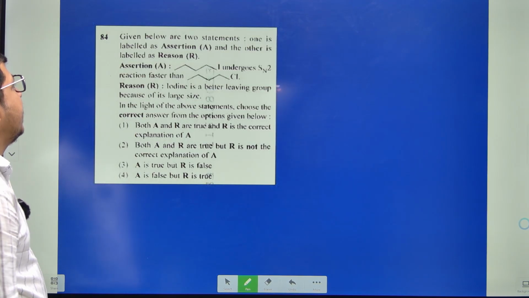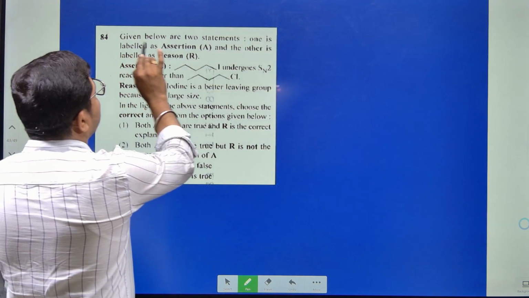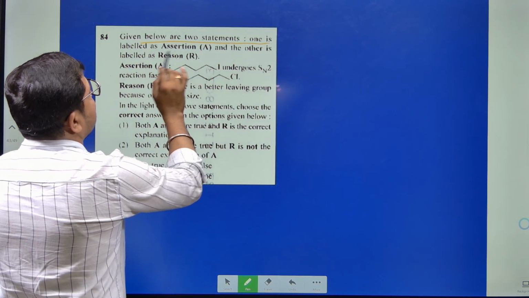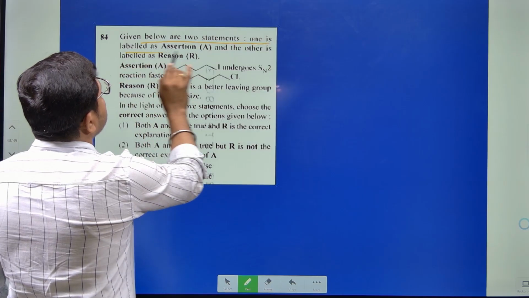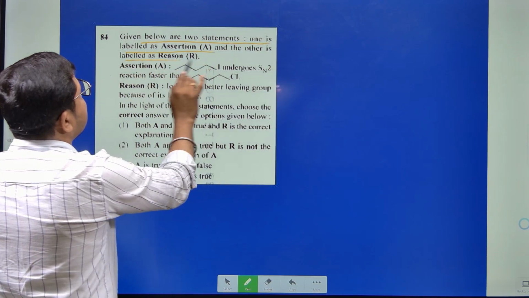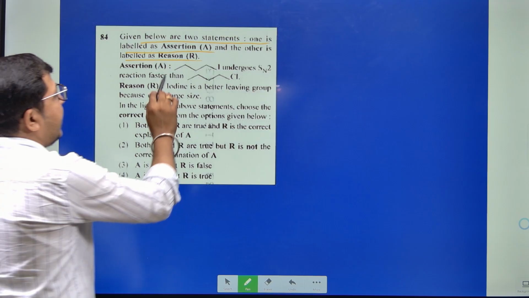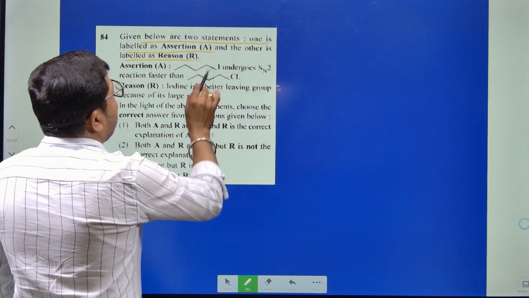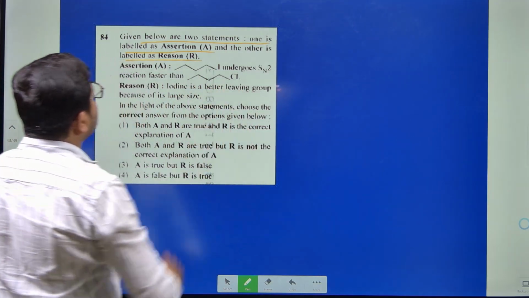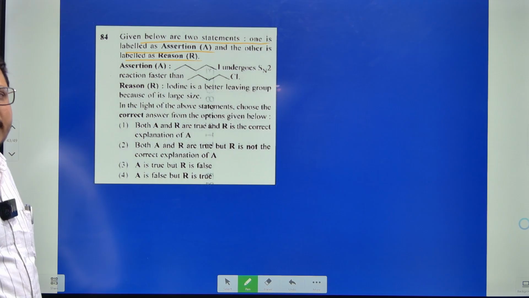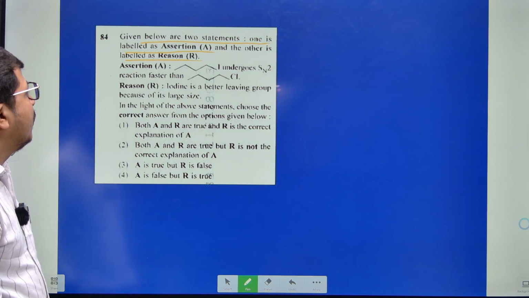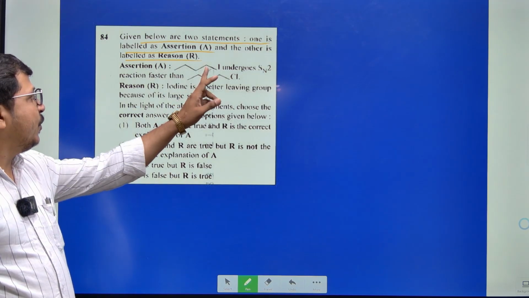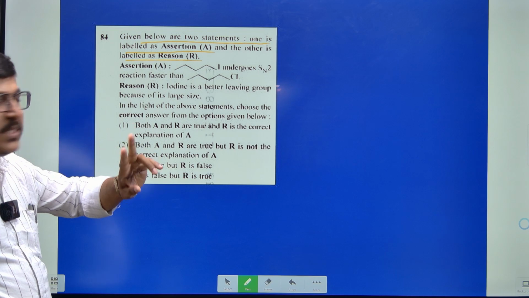And next, the given below are two statements. One is labeled as assertion A and the other is labeled as reason R. Assertion A is that iodobutane undergoes SN2 reaction faster than chlorobutane. Yes, absolutely. One chlorobutane, one iodobutane. There are two components they have given.